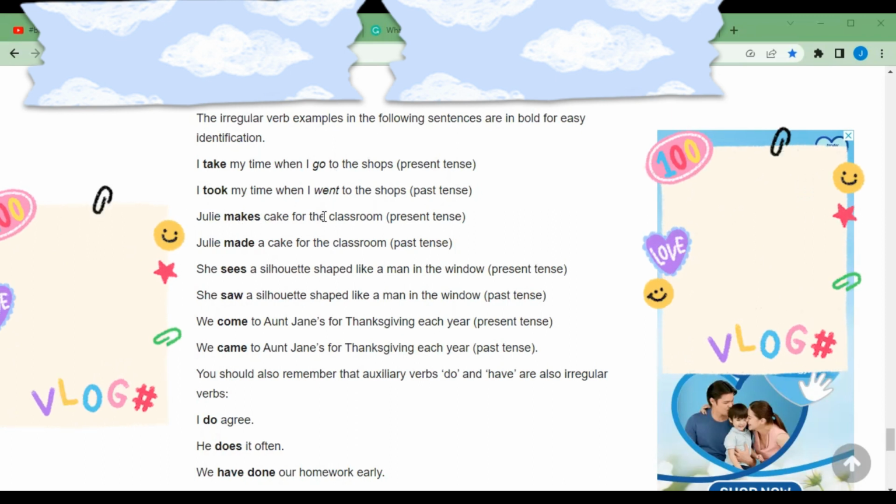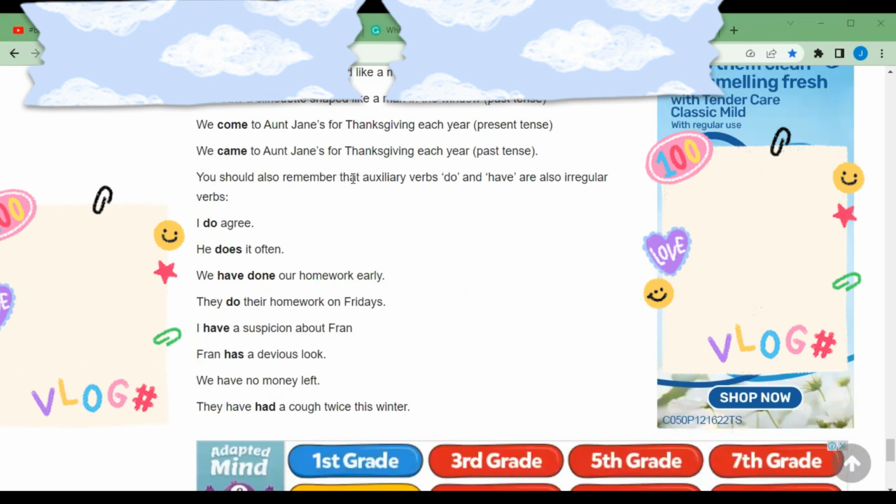Julie makes cake for the classroom. This is a present tense, makes. Julie made a cake for the classroom. This is the past tense. You should also remember that auxiliary verbs do and have are also irregular verbs. I do agree. He does it often. We have done our homework early. They do their homework on Fridays.